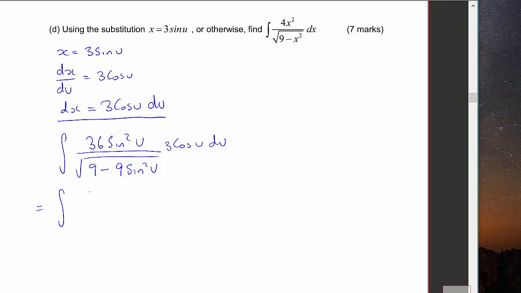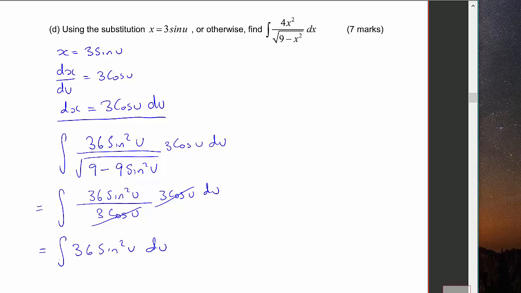So we've got 36 sine squared u. Now this will end up being 9 cos squared u because of sine squared plus cos squared being 1. Square root it, that's 3 cos u. And so those two cancel out. And so we've just got 36 sine squared u du to integrate.